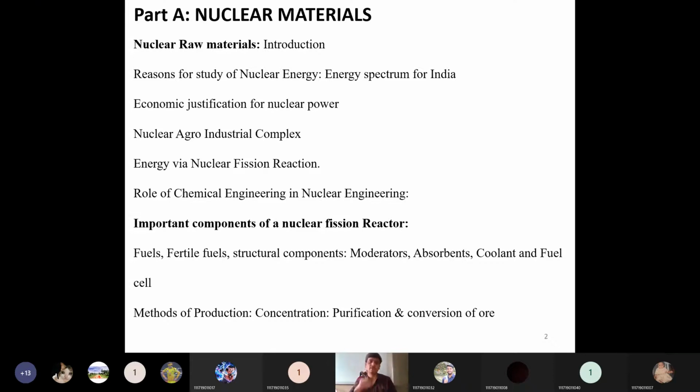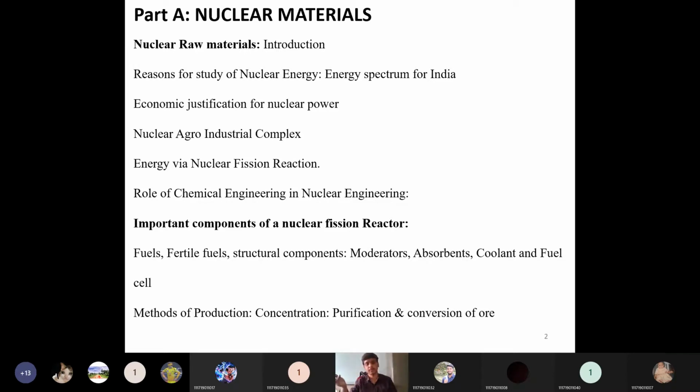And various structural components of a reactor, like moderators, which are used to slow down the neutrons, not to suppress the neutron-emitting tendency of the reaction. Then absorbents, coolants, fuels. Nuclear energy is a high energy, highly exothermic reaction. To cool that we have to use coolants, and a complex fuel cell, which we will show in detail in the flow sheet.